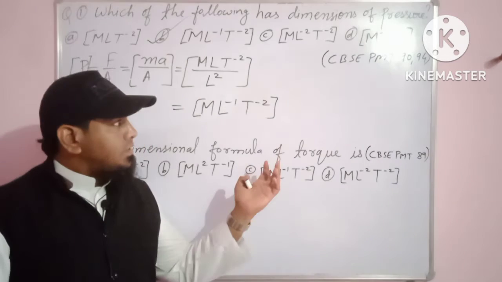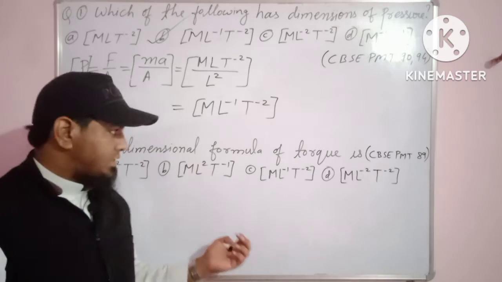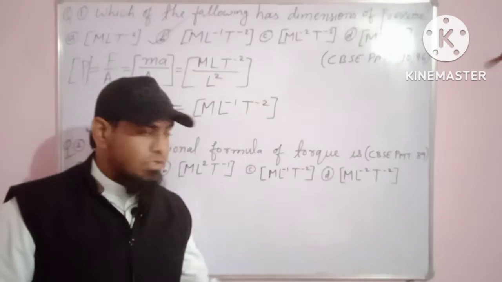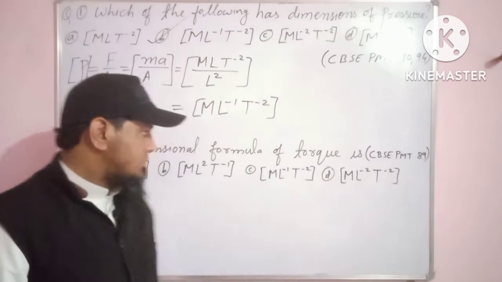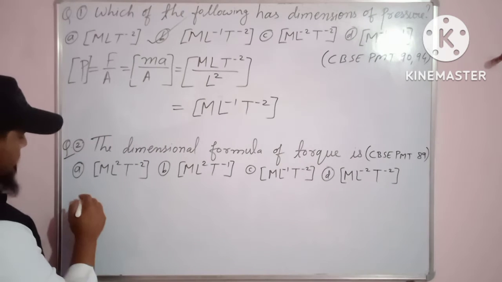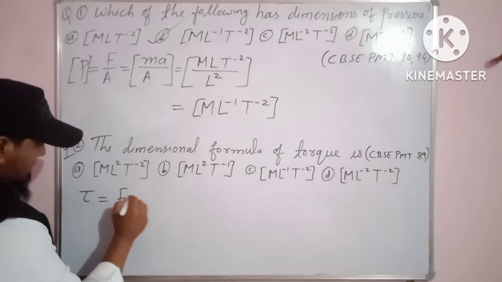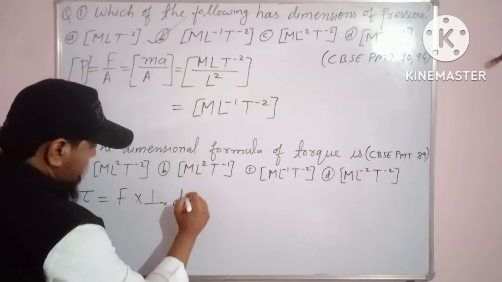Now second question: the dimensional formula of torque is. They are asking the dimensional formula of torque, and this question was asked in CBSE PMT 1989. So what is torque? We know that torque is equal to force into perpendicular distance.